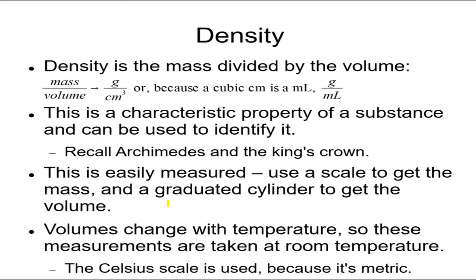The thing is that volume does change slightly with temperature. Depending on what you're dealing with, some things change a lot more than others, but volumes do change with temperature, so it's best to take all these volume measurements at the same temperature, which is room temperature. Now, there are metric system temperature measurements. Those are Celsius, and that is what is used in all science. We use Celsius, and we can also use Kelvin, which is related to Celsius, but I'm not going to go into that. We would not use the Fahrenheit that is used in the American system or the English system.